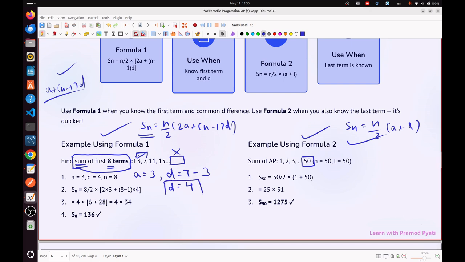Common difference, what did we get? D is 4, and A is also 3. Now, they have already given 8 terms. There are 8 terms, so we need to find the sum of 8 terms, that is n. Now just apply this formula.